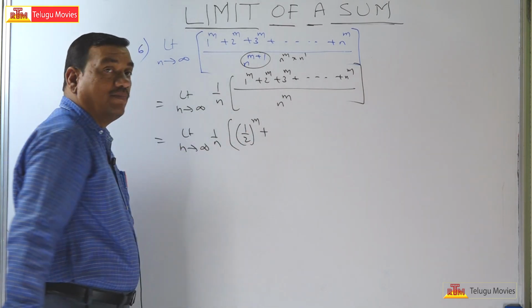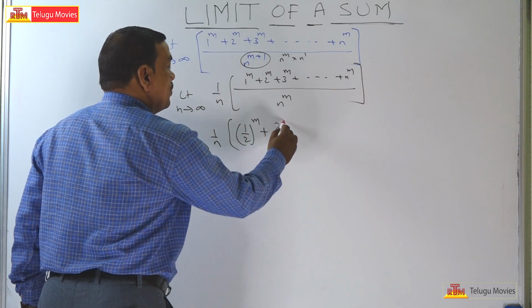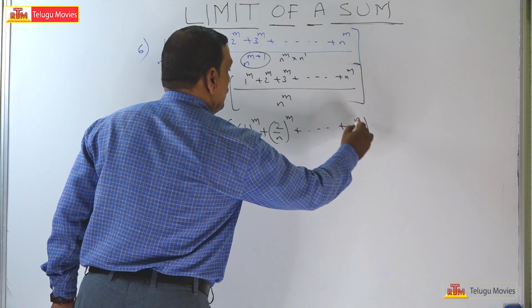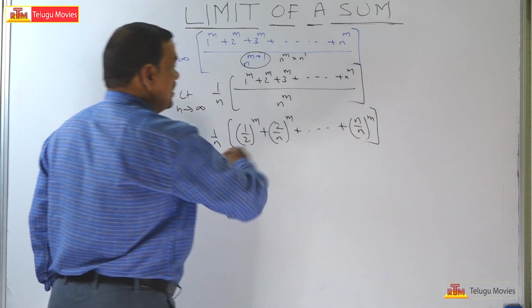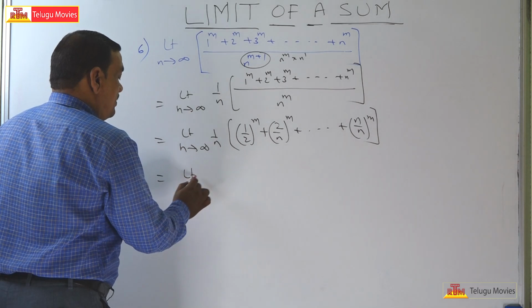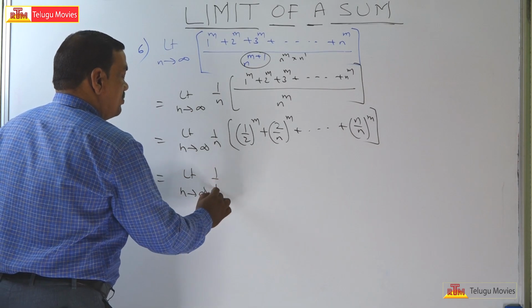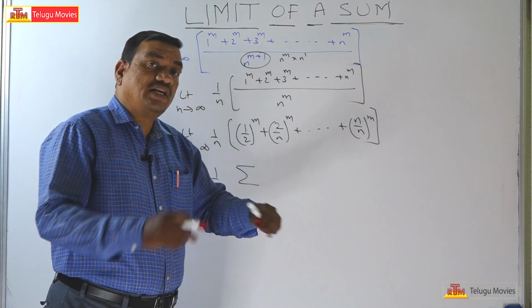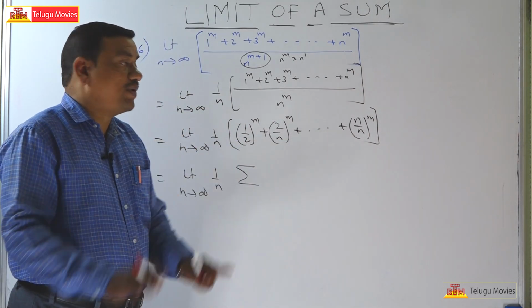2 power m by n power m, this is (2 by n) whole power m. So on, this is (n by n) whole power m, right? I can write it in a sigma notation. So this is equal to limit n tends to infinity, 1 by n sigma. See here, for all the terms power is m.